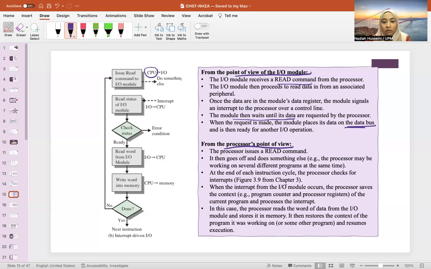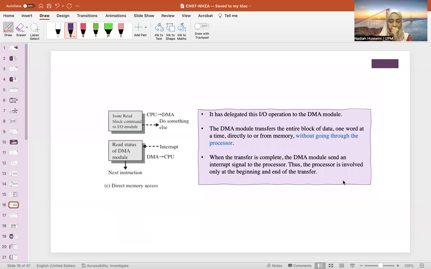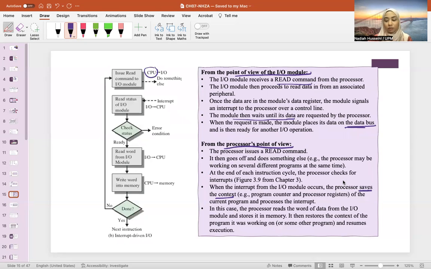Okay. When the interrupt from the IO module occurs, the processor saves the context of the current program and processes the interrupt. We have seen this in the interrupt chapter 3. Whatever it was doing, it saves so that it can return to the user program after it has finished processing the interrupt. In this case, the processor reads the word of data from the IO module and stores it in memory. Okay, and then it resumes execution. Why was that necessary to know? Because we will look at the user program from the interrupt point of view later.